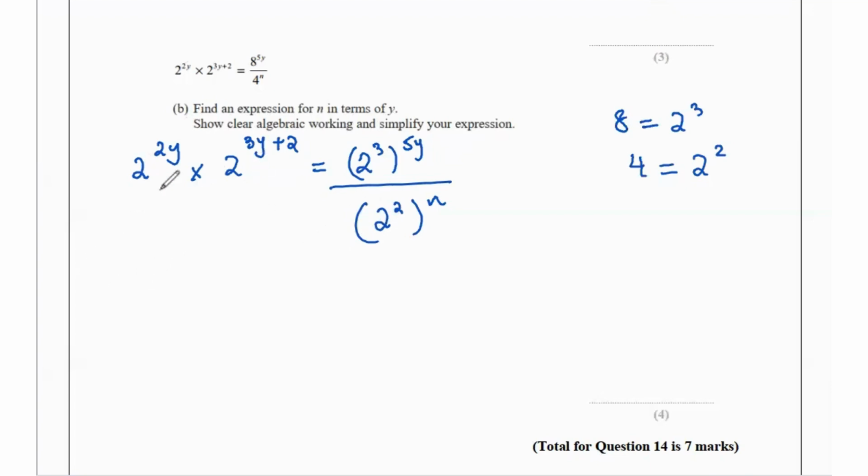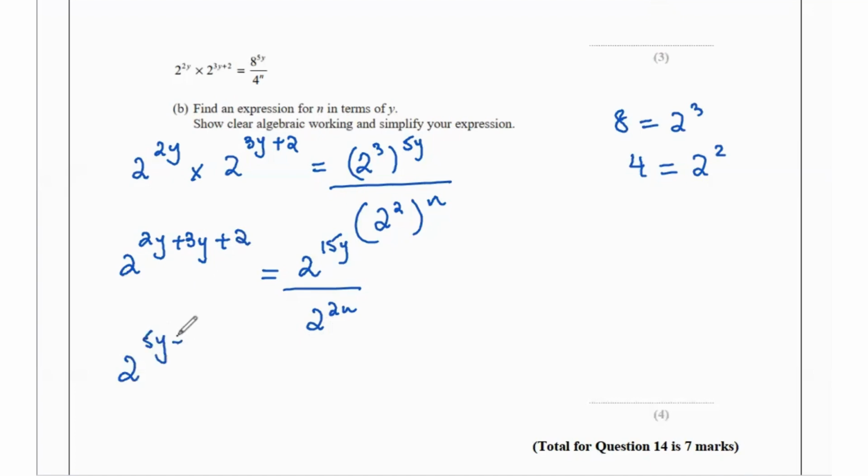Which would make it easier for us to now simplify it. So whenever we have similar bases being multiplied, you add the powers, which is one of the rules of indices. So 2y plus 3y plus 2, we combine it as a single base. And then over here, when there's a power inside the bracket and outside the bracket, you multiply the powers. So 3 times 5y is 15y, and 2 times n is 2n. Now, when you have similar bases being divided, we subtract the powers. Over here, we combine the like terms. So 5y plus 2, 2 to the power of 15y minus 2n.